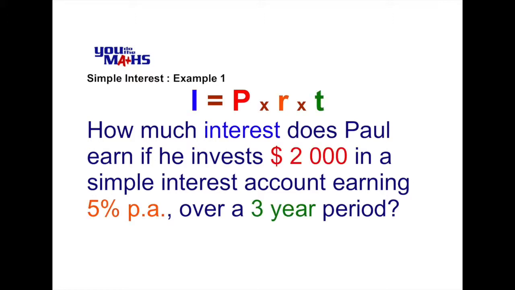So we can see here that we've matched up the key values in the formula in colours. So we've got the principal in red, that's $2,000. R's the rate, that's in orange, 5%, and in green we've got the time, which is over 3 years.